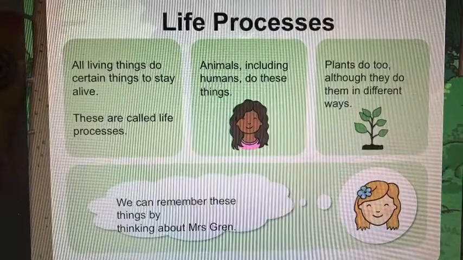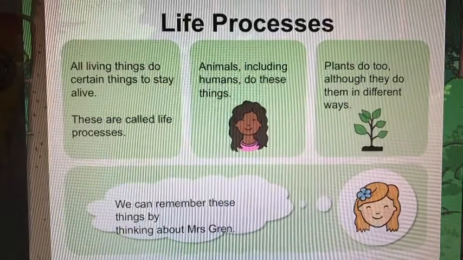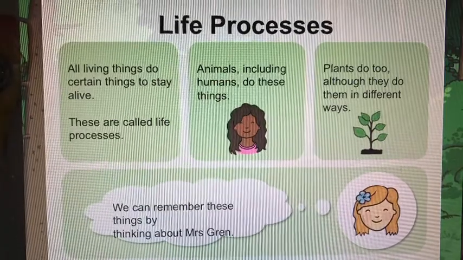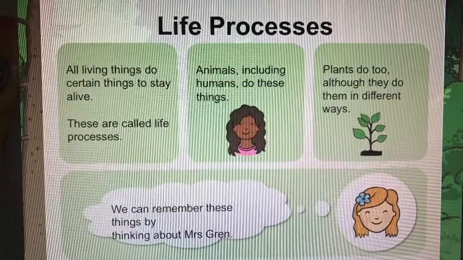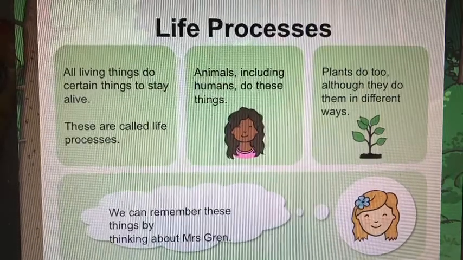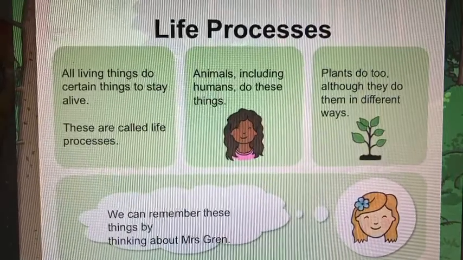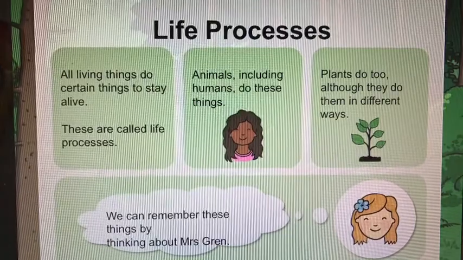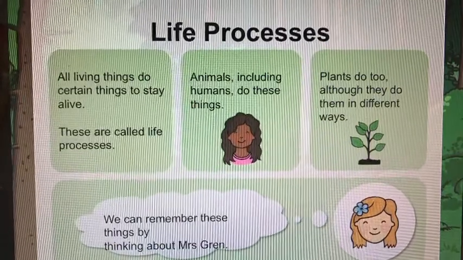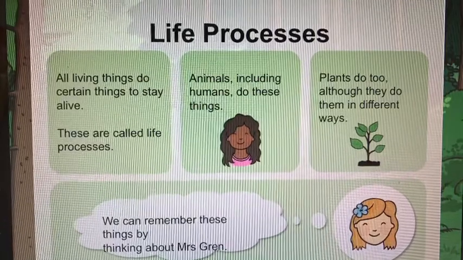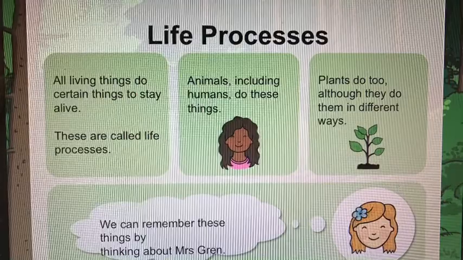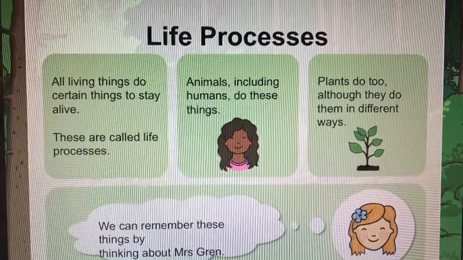Okay, so the things that animals do, including humans, these things are called life processes. So all living things do certain things to stay alive. And plants do as well, but they do them in different ways to animals. So I want you to have a think about if you can remember the things, thinking about Mrs Gren and the life processes. And if you can't, don't worry, we're going to go through them now.